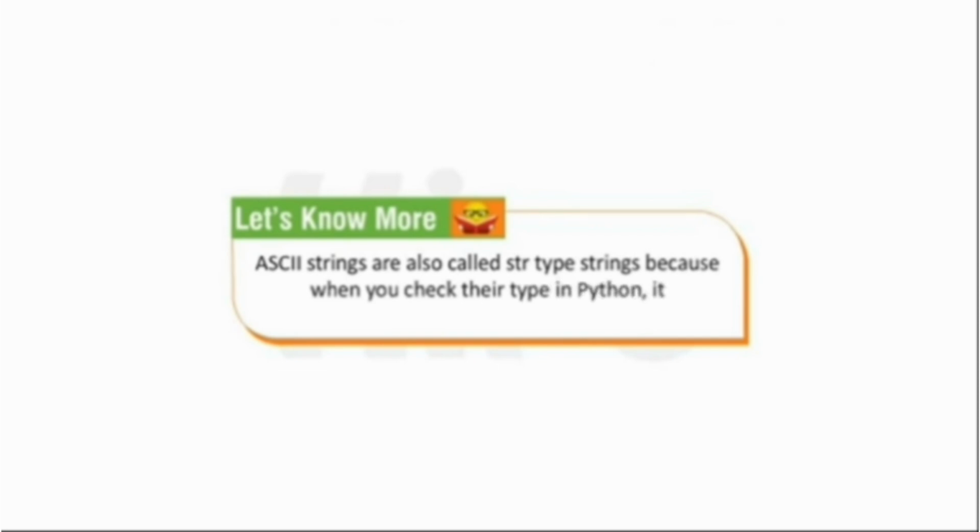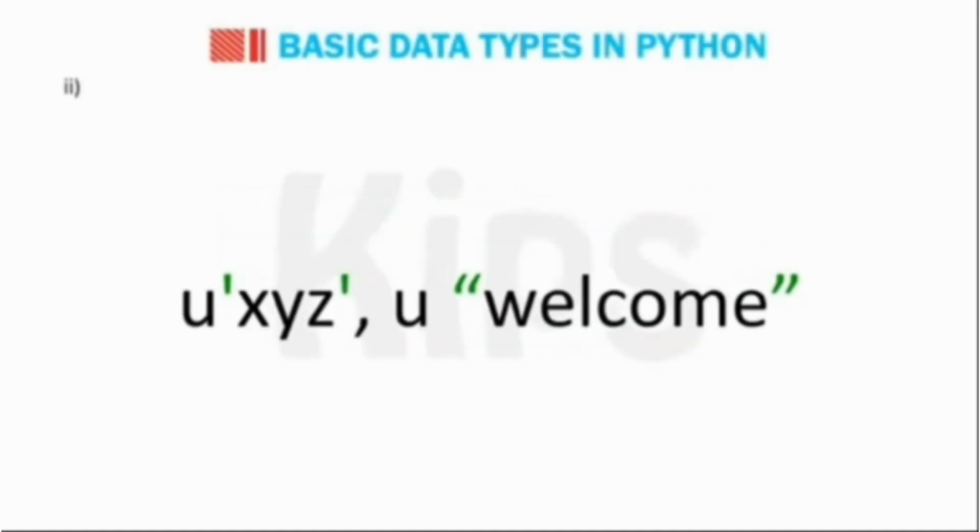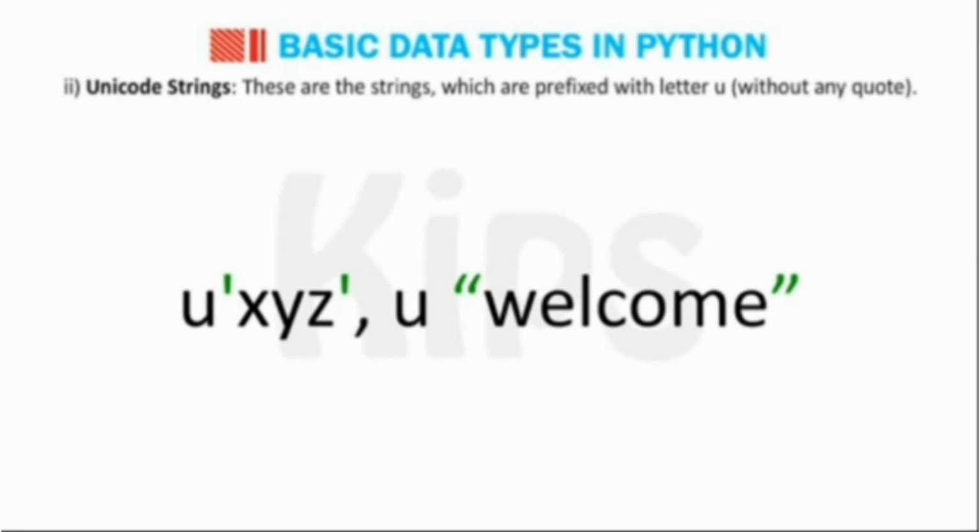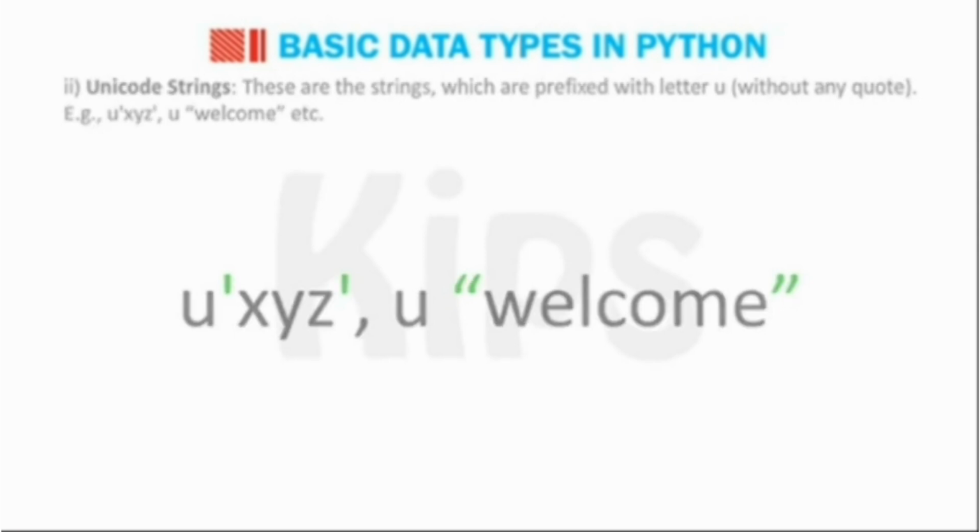Students, let's know more. ASCII strings are also called string type strings because when you check their type in Python, it returns as str. Number 2, Unicode strings. These are the strings which are prefixed with letter U without any quote. Example, u'XYZ', u"welcome", etc.